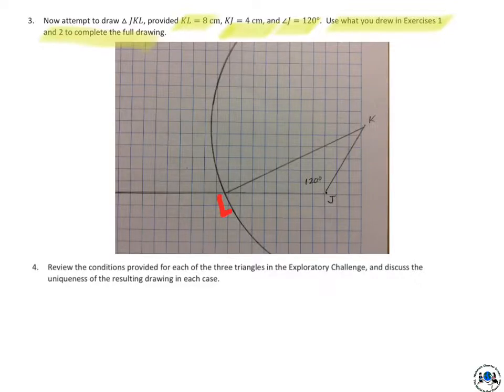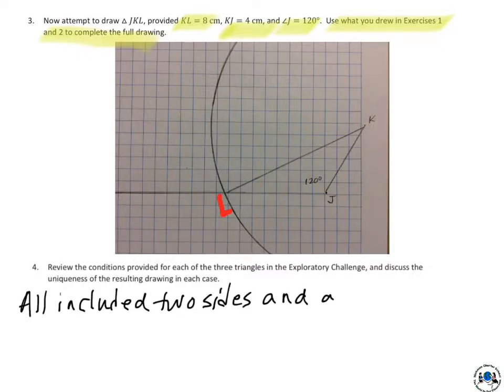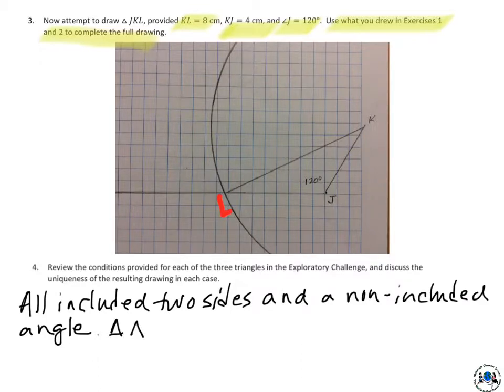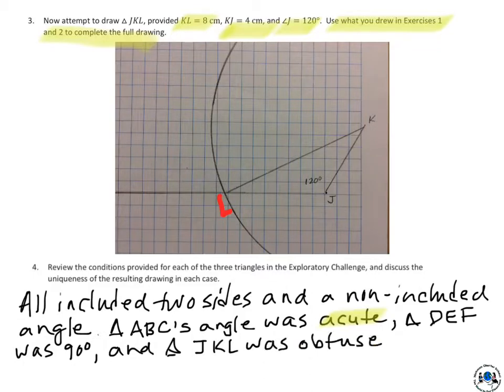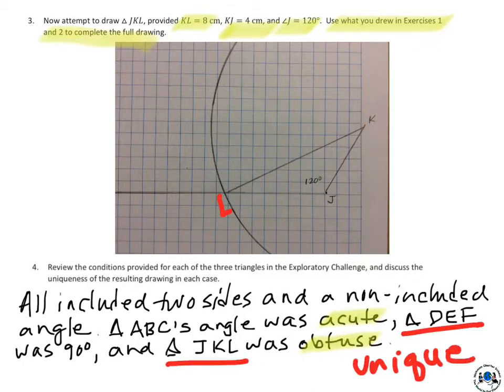Okay, so review the conditions. It says here in number 4, provided for each of the 3 triangles in the exploratory challenge, discuss the uniqueness of the resulting drawing in each case. Well, we noticed that all included two sides and a non-included angle. So all three scenarios in this exploratory challenge. Now angle ABC's angle was acute. Angle DEF was 90 degrees, and angle JKL was obtuse.